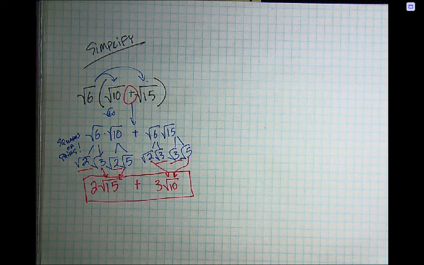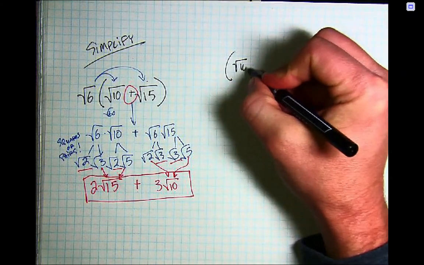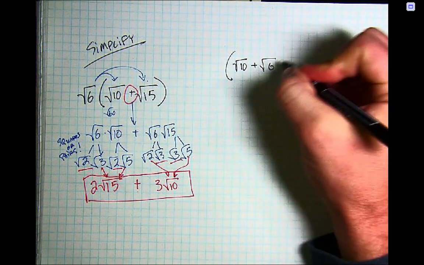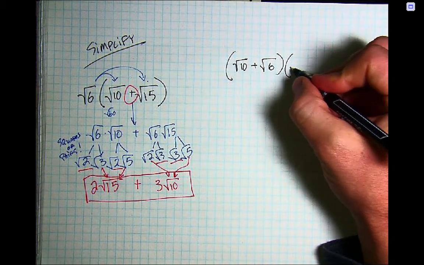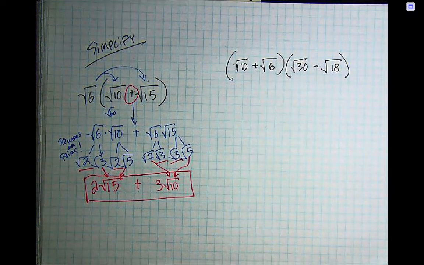What if there are 2 sets of parentheses? Like, you want to give it a try? Give it a try. Come on, pause the video, give it a try.